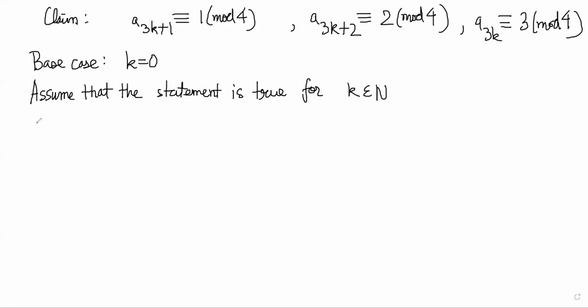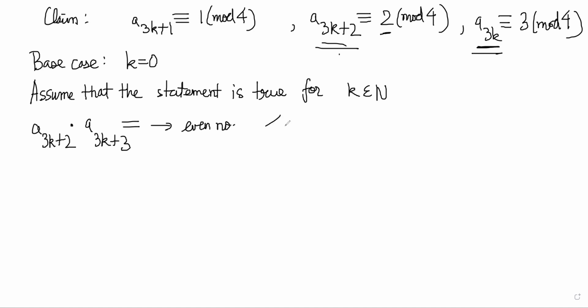So now here we can check that a(3k+2) times a(3k+3) will be, basically, 3k+3 will fall in this category, and 3k+2 is 2 mod 4. So this is going to be 2 times 3, 6 mod 4, or basically 2 mod 4, right? So it is going to come out to be an even number. Anything which is 2 mod 4 is of the form 4k plus 2, which is divisible by 2, right?